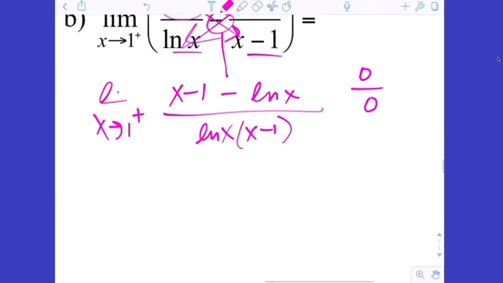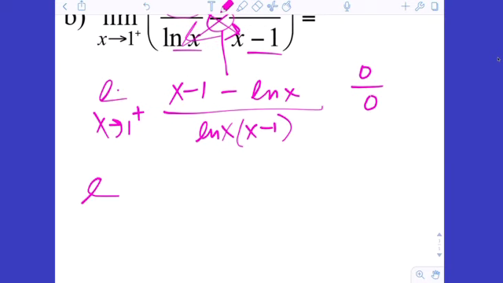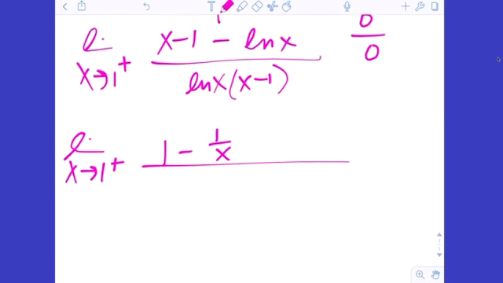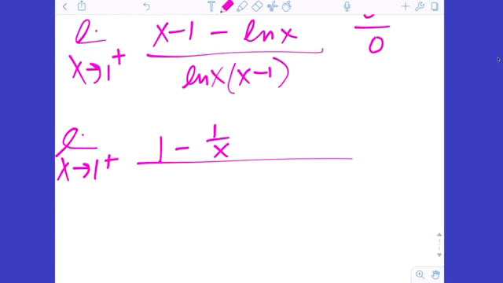That's a quotient form. So now we'll take the derivative of the top and the derivative of the bottom. So we get 1 minus 0 minus 1 over x. That's the top. The bottom, oh my goodness. What rule does the bottom require? The product rule. Good thing we remember the product rule, right? The derivative of f times g is f prime g plus f g prime. Two factors means two terms, one at a time. So we go 1 over x times x minus 1, plus natural log of x times the derivative of x minus 1, which is 1.